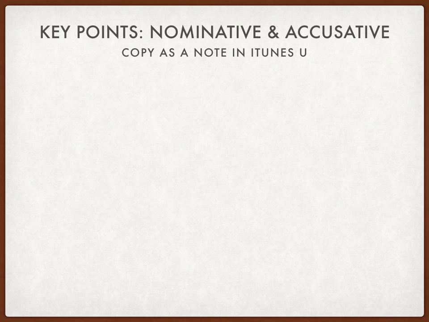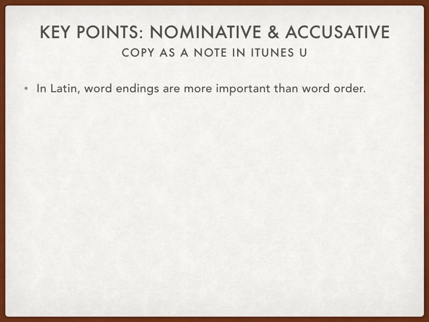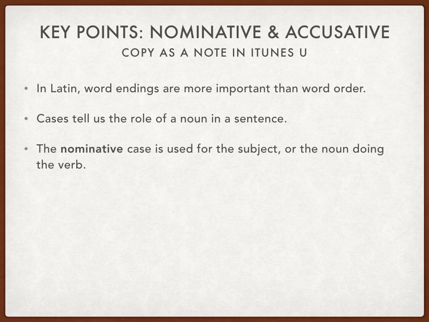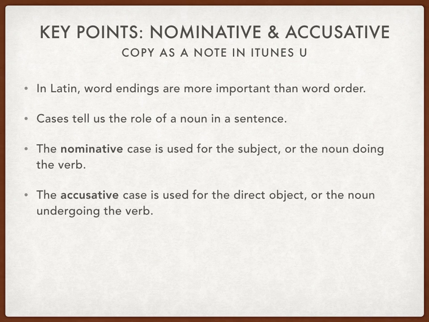Now I want you to copy these notes in iTunes U, so either in the notes for this video, which you should be able to open along the side, or you can make a fresh note. Head it up nominative and accusative and write down these notes. So in Latin, word endings are more important than word order, and cases are used to tell us the role of a noun in a sentence. We use the nominative case for the subject or the noun doing the verb, and we use the accusative case for the direct object or the noun undergoing the verb.